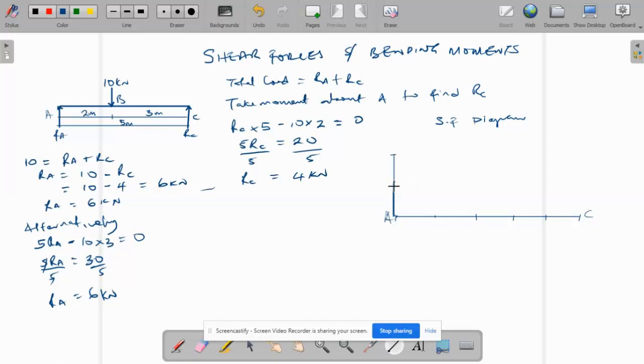This is a concentrated load, so we'll have a straight line. The shear force diagram is a straight line. As this load moves to the right, we'll get to the point where we have the 10 kilonewton, where we will subtract. We have 6 here. Let's say this is 6 and this is 10, and here is 5, here is 0. So here we have 6 moving towards the right to meet this load going down. So the difference between 6 and 10 goes down.